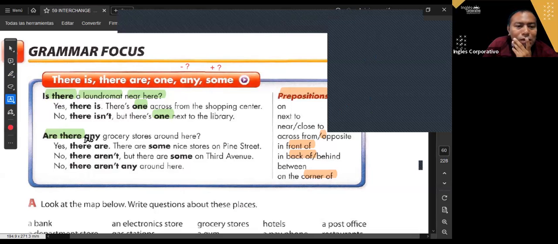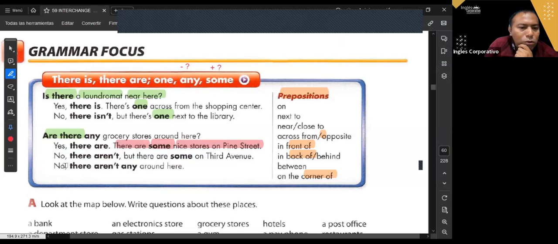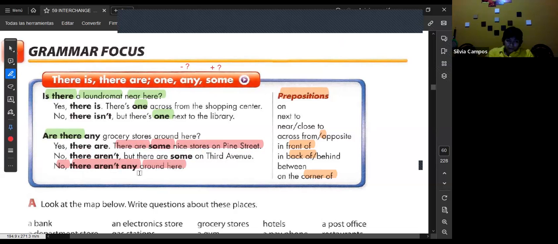For example, look at this. There are some on Pine Street is positive. Now you have here the any. No, there aren't any is a negative sentence. There are some, positive; there aren't any, negative. Is it clear? Yes, it's clear, very good.